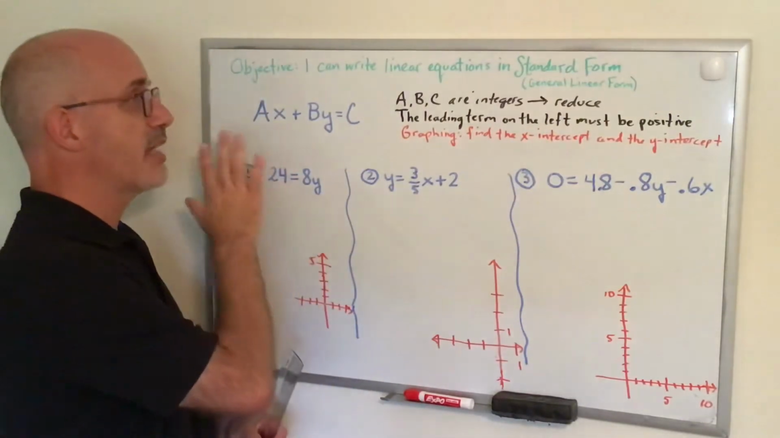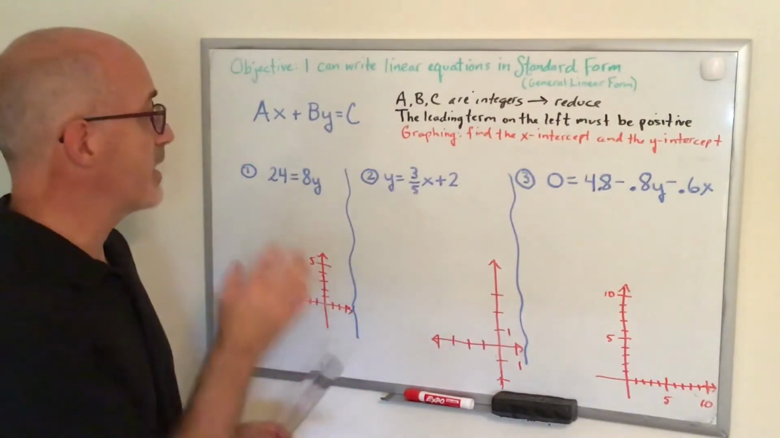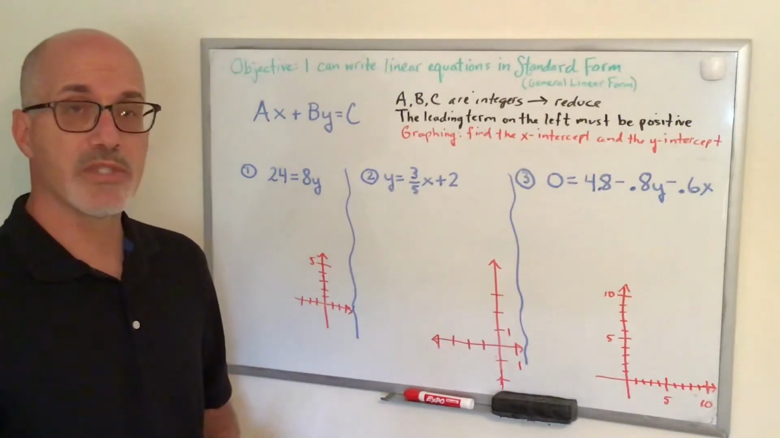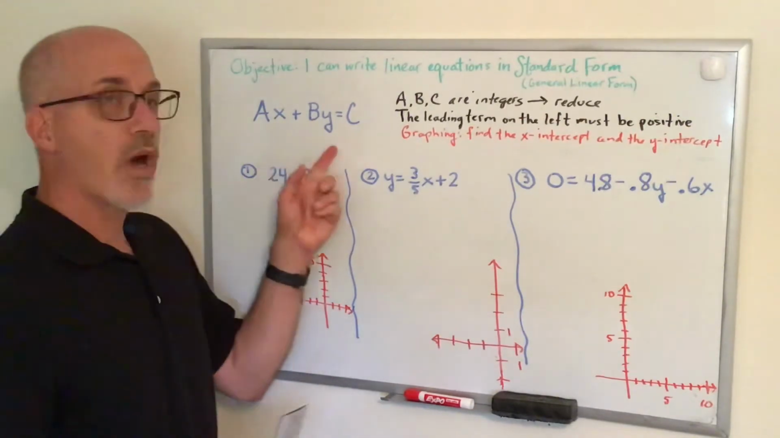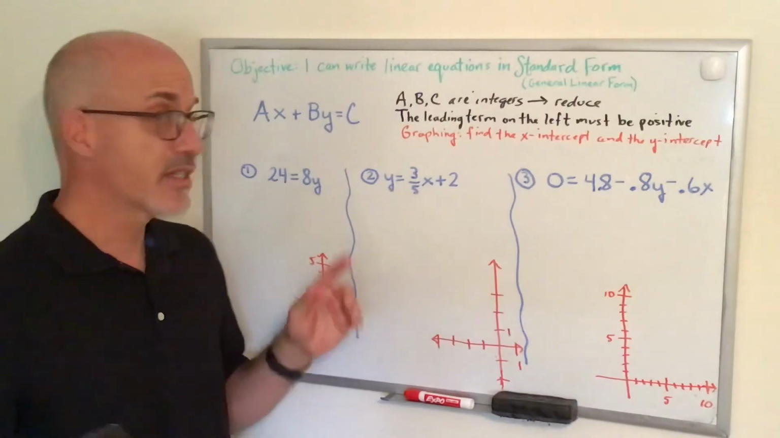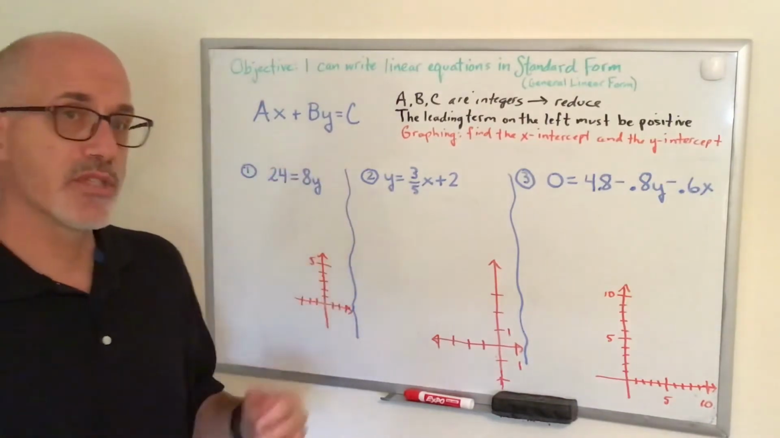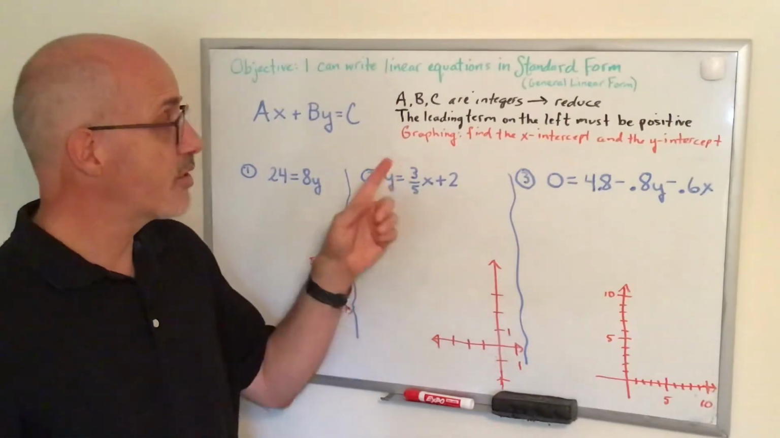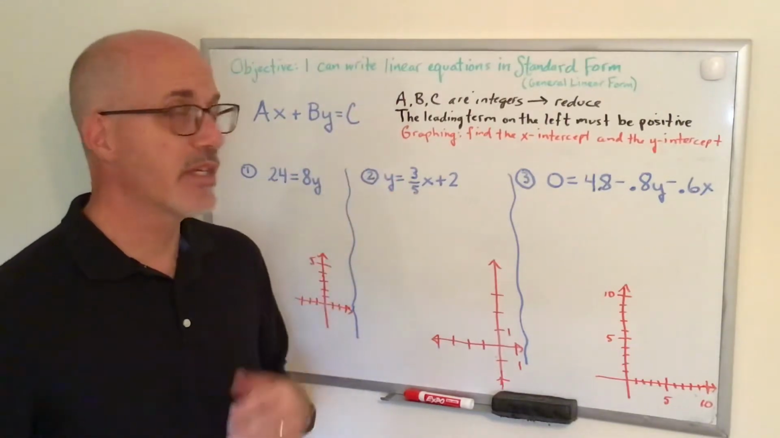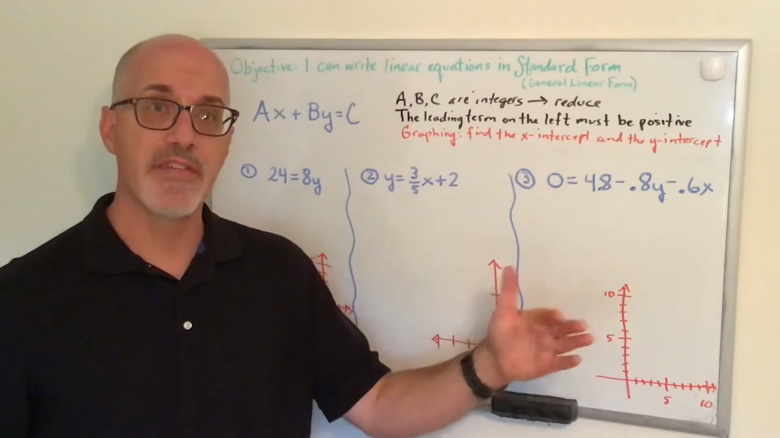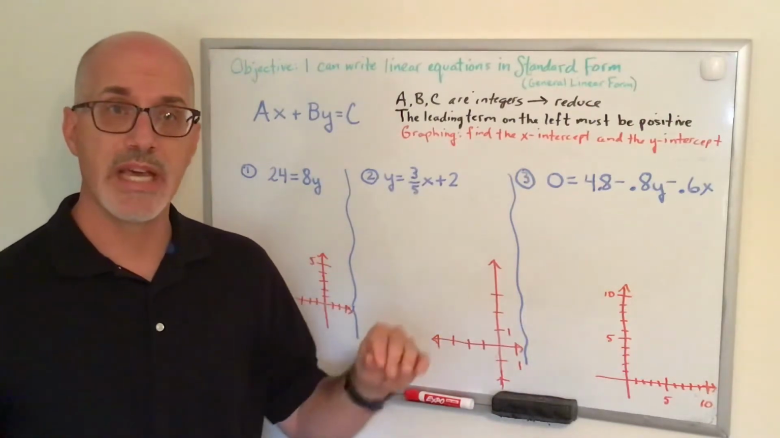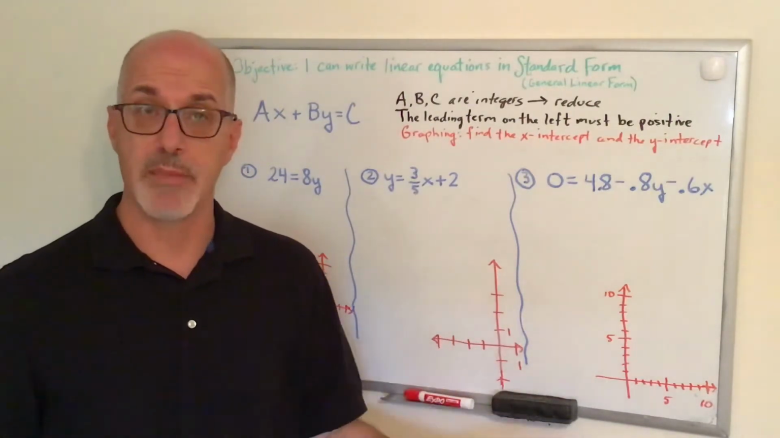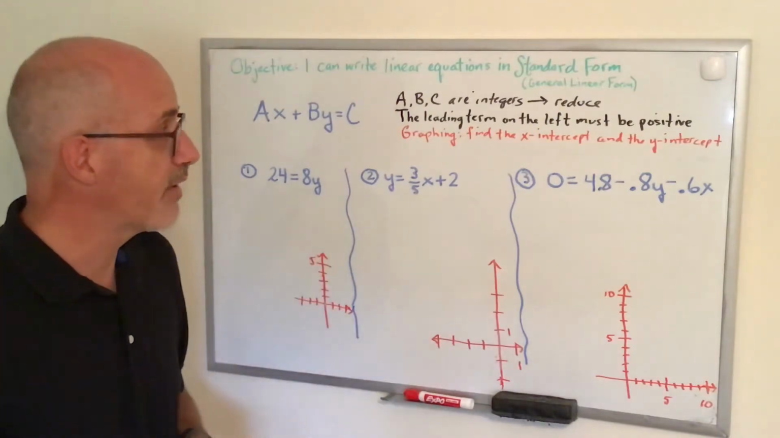So our standard form of a linear equation is ax plus by equals c. X and y are our variables for this. A, B, and C are numbers in this equation. Now we have some guidelines for A, B, and C. First of all, A, B, and C must be integers. And if they have a common factor, we need to reduce that out. So if they're all even, we'll divide by 2 so that we don't have that common factor.